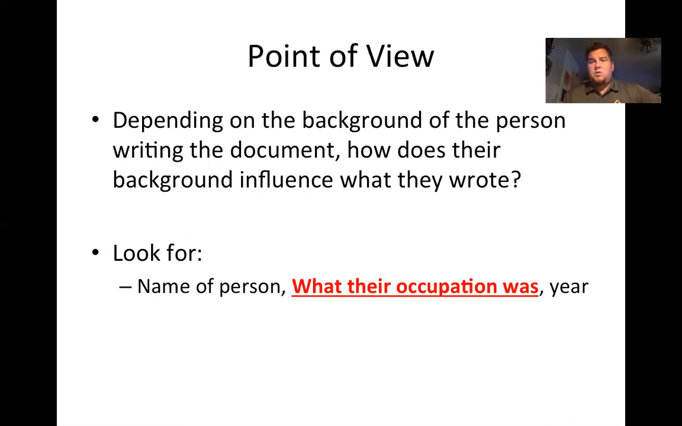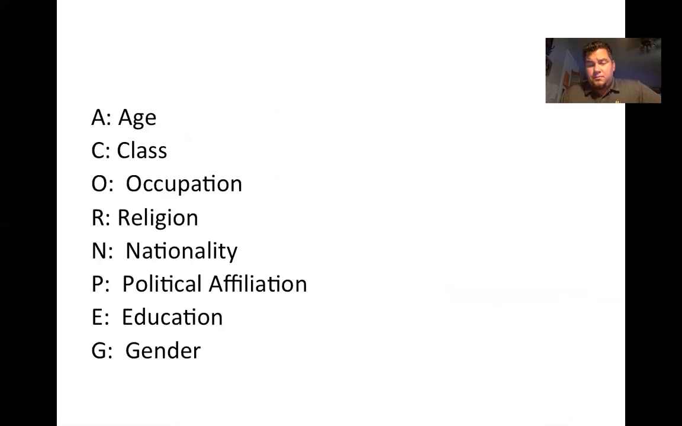When you have any document, it will have a citation or explanation of where it comes from. It usually will say the name of the person, what their occupation was, the year, what it is, journal, memoir, the title of the document, wherever it's taken from. Now, there's an acronym called ACORN PEGs. These are clues: if you have this information about someone that wrote a document or you're aware of it, you can take from that and see how one of these things influenced what they wrote.